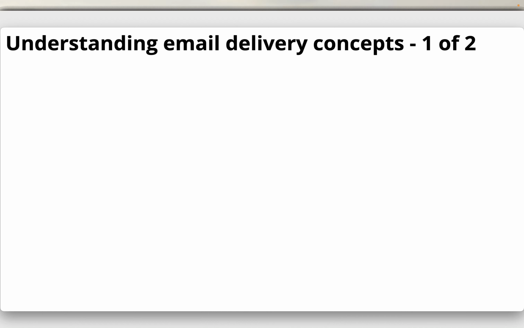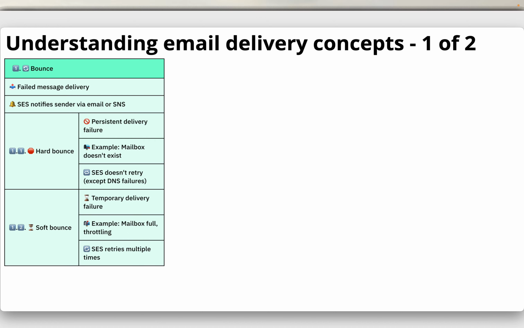Let us understand some email delivery concepts. First one is bounce. If your recipient's receiver, for example an email provider, fails to deliver your message to the recipient, the receiver bounces the message back to Amazon SES. Amazon SES then notifies you of the bounced email through email or through Amazon Simple Notification Service, depending on how you have your system set up. There are hard bounces and soft bounces as follows.